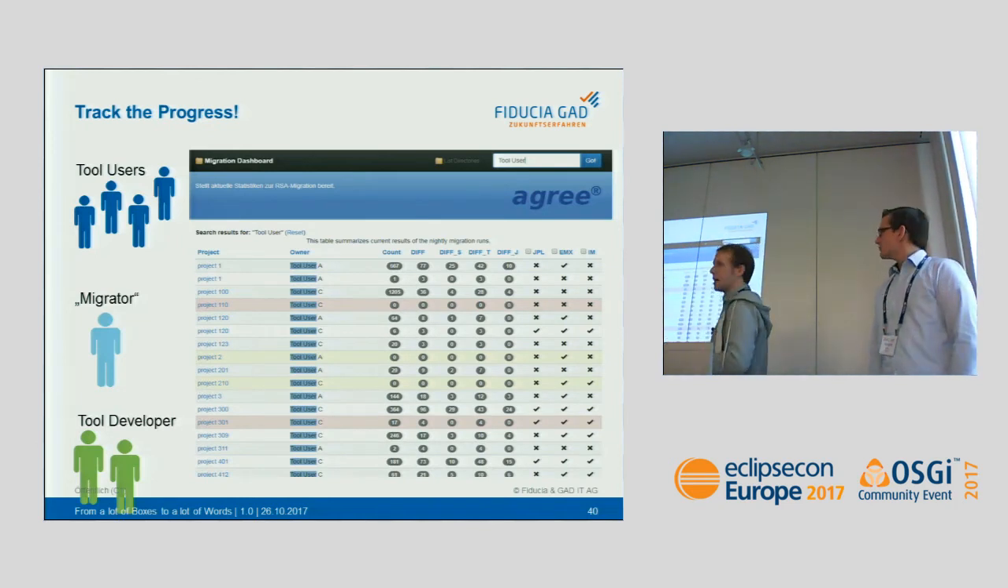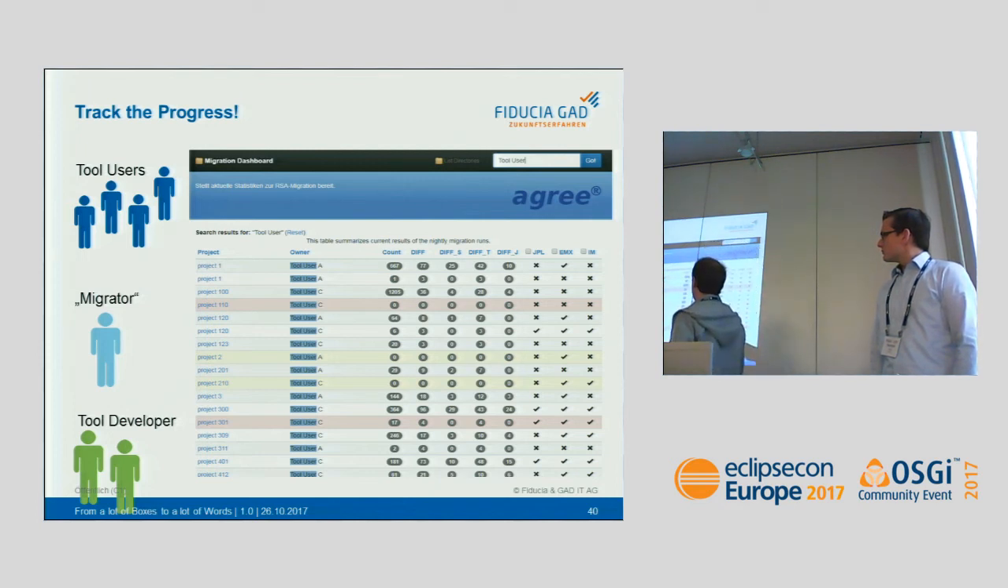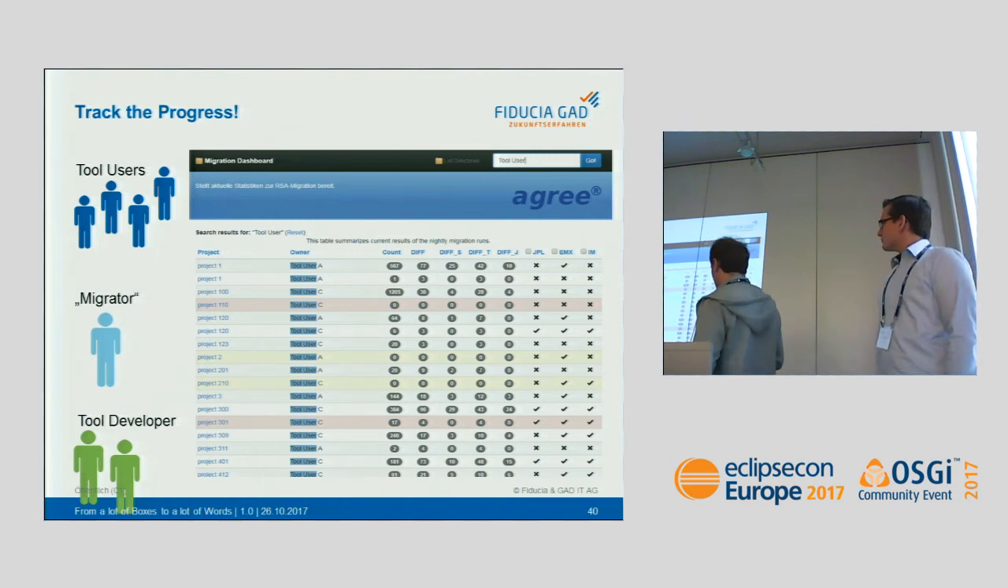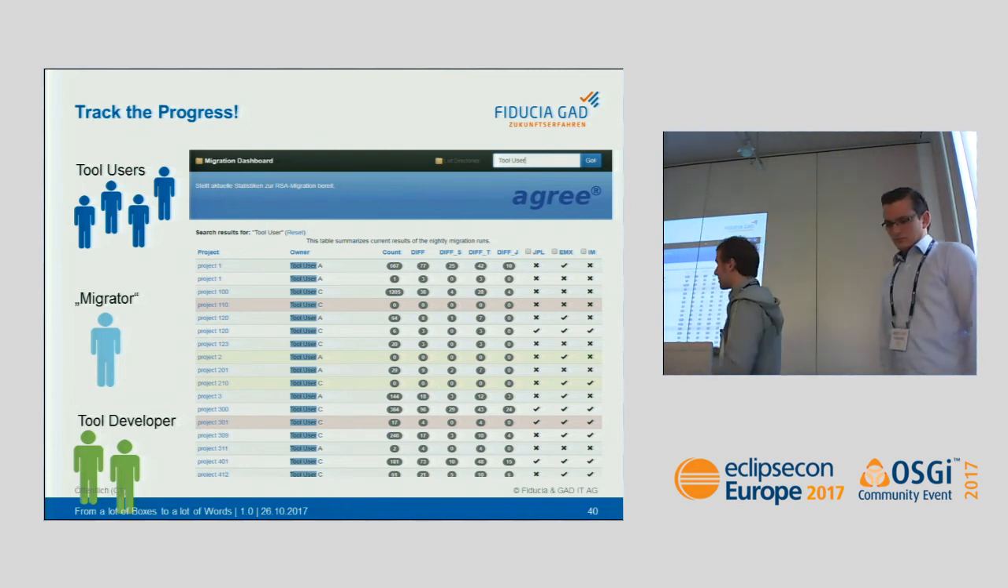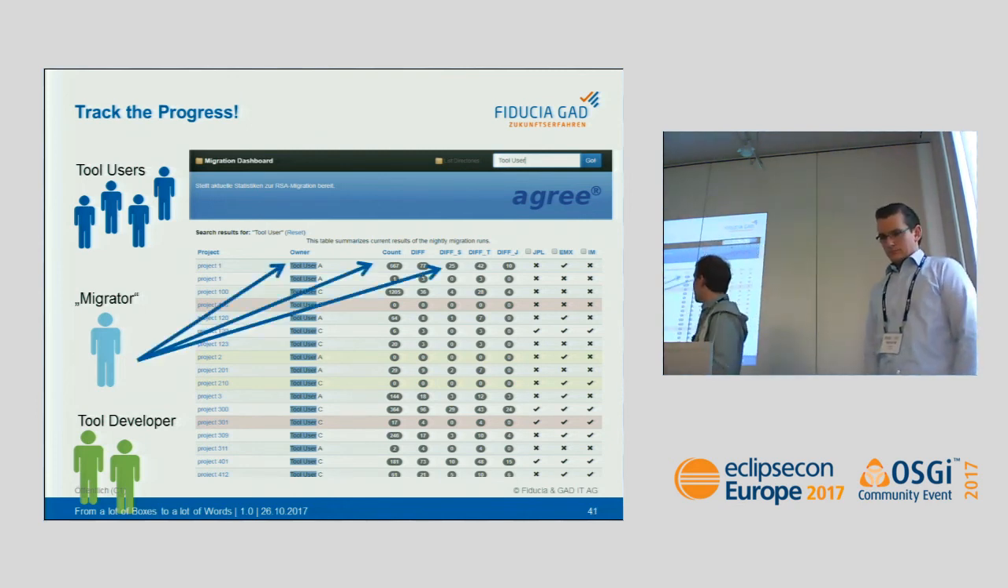From here, we can satisfy every role that is involved. First off, we have several information items on there. How many projects are involved, what are they called, who is the owner, who is responsible, how many elements are in there, how many structural differences, and so on and so on. There's a detailed view also.